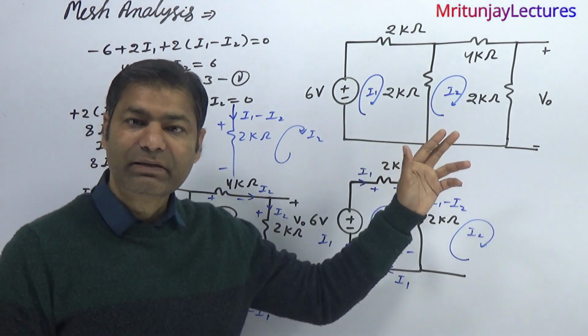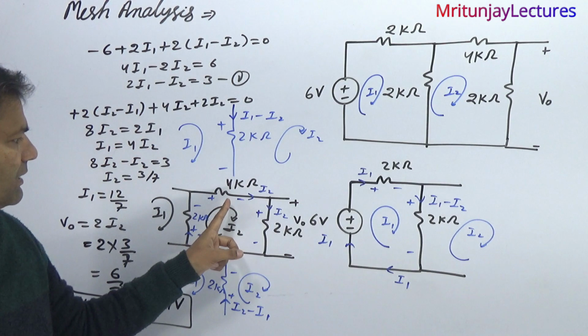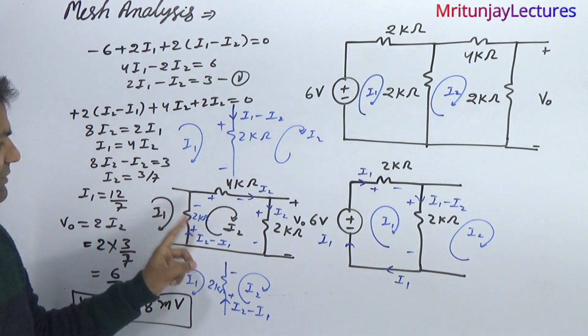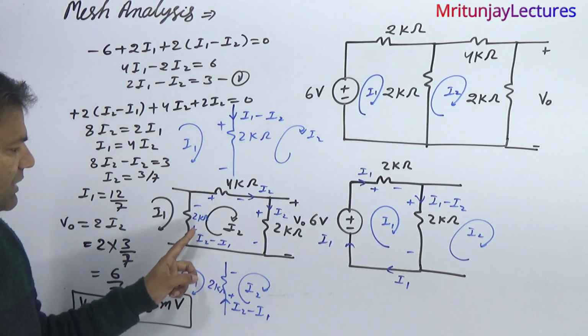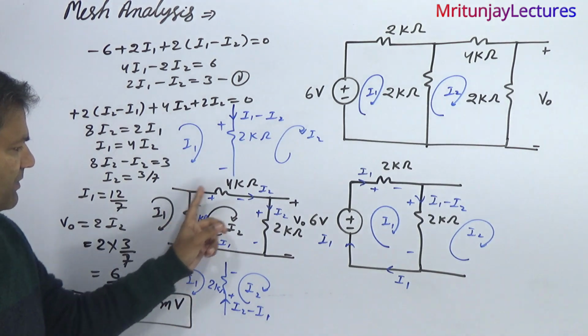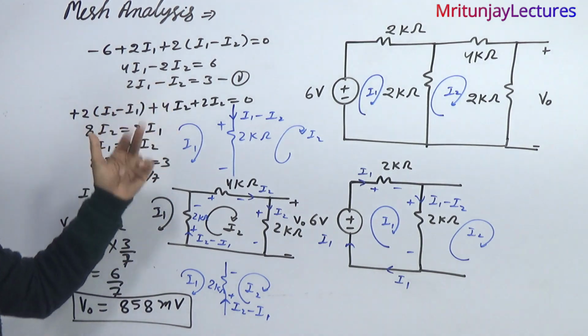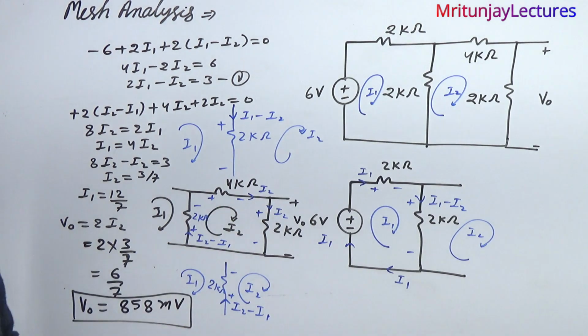So before applying KVL, we first of all determine the branch current. I1, I2, here I2, and here I2 dominating I1. So I2 minus I1 current flows from here to here. So I2 minus I1, apply KVL after that, and we got I1, and if we put this value here, after that we got V naught is 858 millivolt, the final answer.